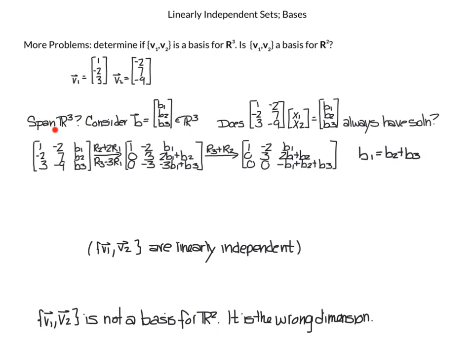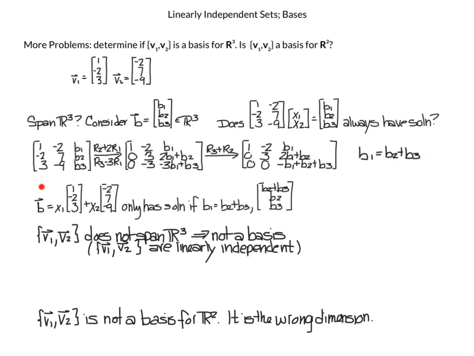Do v1 and v2 span R3? So we need to consider an arbitrarily chosen vector b in R3. So we're just going to label it b1, b2, b3 so that it can represent any vector in R3. And the idea is, does this matrix equation with the first column vector equal to v1, 1, negative 2, 3, and the second column vector equal to v2, negative 2, 7, negative 9, times x equal b1, b2, b3 always have a solution? I row reduced it, and what I get is that b1 has to equal b2 plus b3.